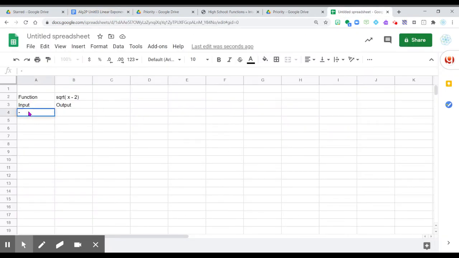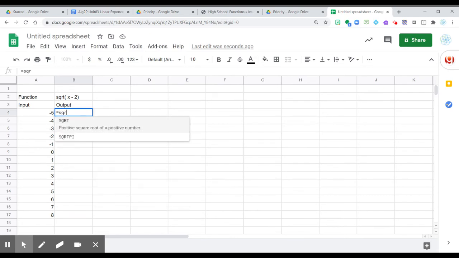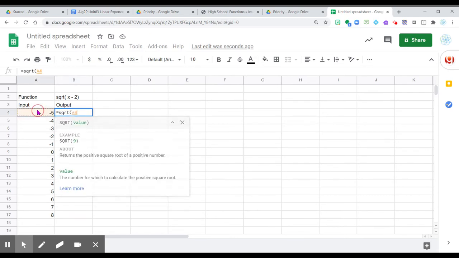In fact, I'm going to do -5, -4, and then all the values from there to, let's say, +5, and pull down. And then I'm going to evaluate the outputs for the square root of A4 minus 2.